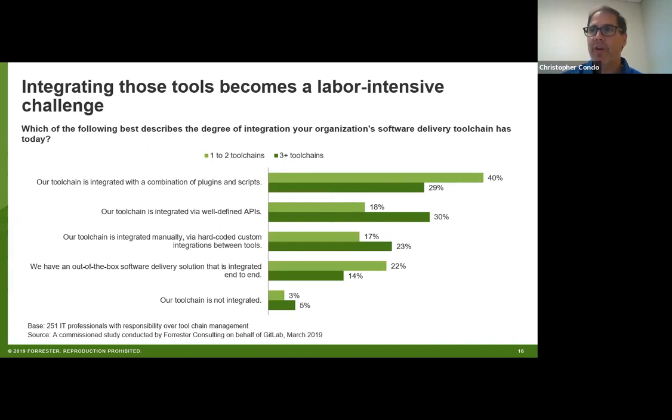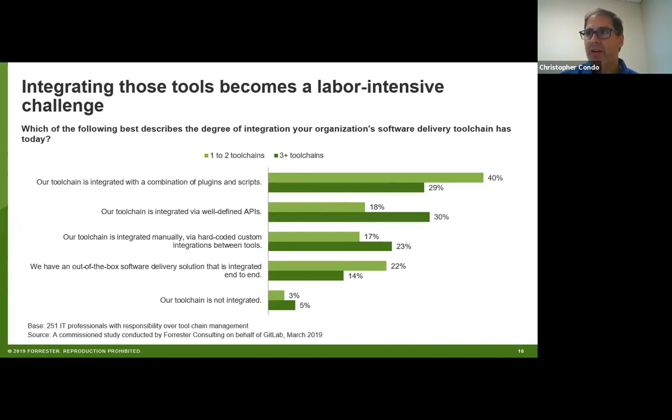Here's the question: which of the following best describes the degree of integration your organization's software delivery toolchain has today? And it's like, our toolchain is integrated with a combination of plugins and scripts. Well, plugins and scripts are managed and written by developers. They're not managed by operations folks or other kind of people. It actually requires someone with software development expertise to manage these tools. So no wonder the burden of it is lying on those folks.